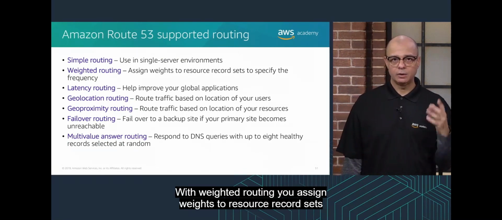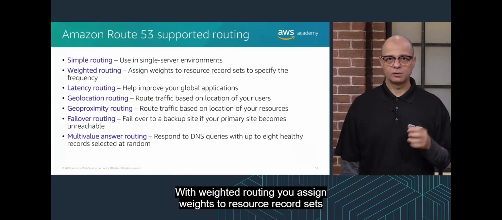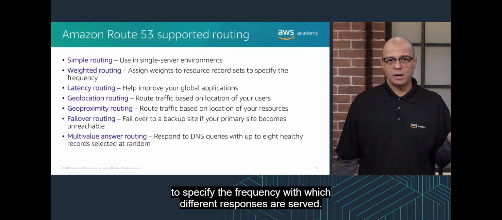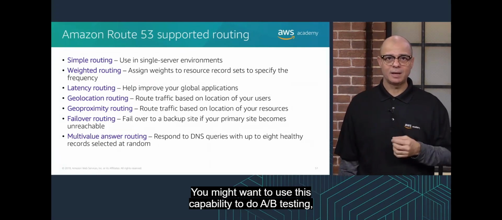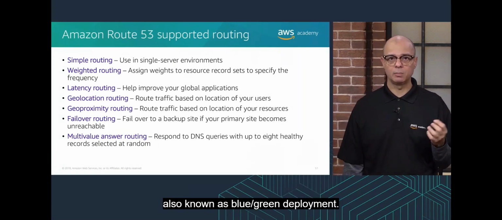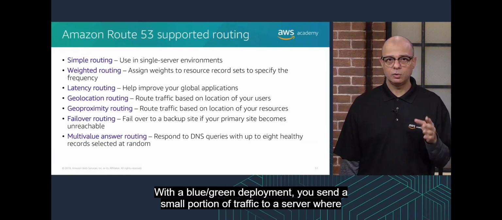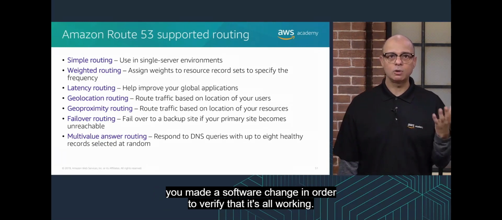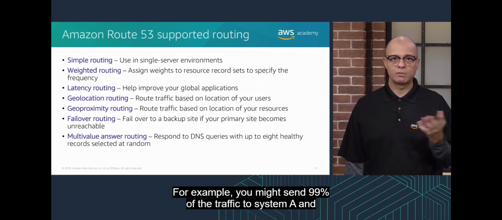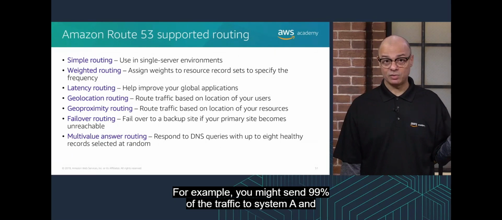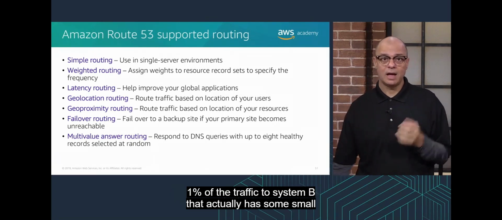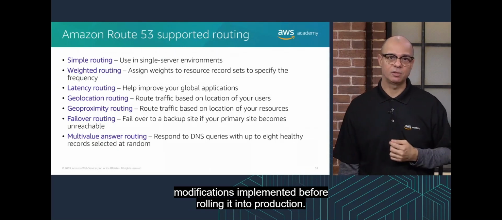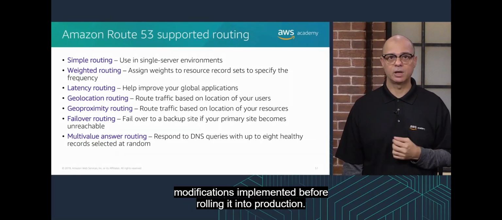With weighted routing, you assign weights to resource record sets to specify the frequency with which different responses are served. You might want to use this capability to do A/B testing, also known as blue-green deployment. With a blue-green deployment, you send a small portion of traffic to a server where you made a software change in order to verify that it's all working. For example, you might send 99% of the traffic to system A and 1% of the traffic to system B that actually have some small modifications implemented before rolling it into production.